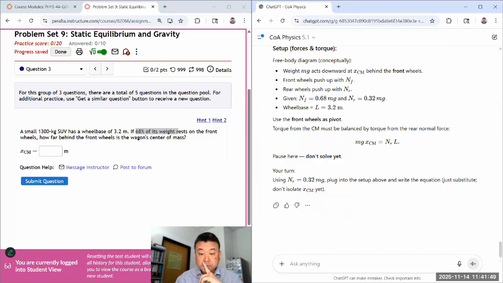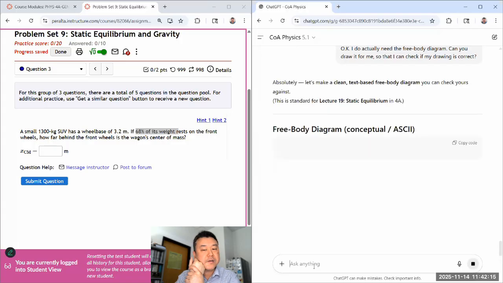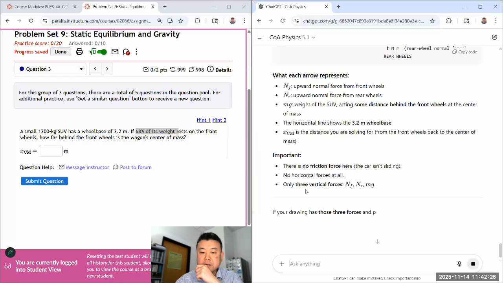So your turn using that. Okay. I do actually need the free body diagram. Can you draw it for me so that I can check if my drawing is correct? I'm just testing it to see if we can draw a correct free body diagram. That's one part of CoA physics that I haven't actually fixed yet, but it's possible. So it did it with ASCII math.